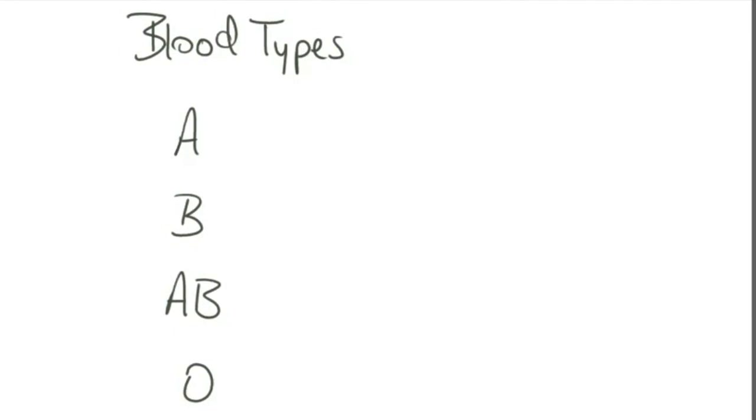And we have a couple of things to talk about with each blood type. The first thing that we're going to mention is a blood type is named for a surface marker that can be seen on the red blood cell. And the surface markers on the red blood cell are known as antigens.